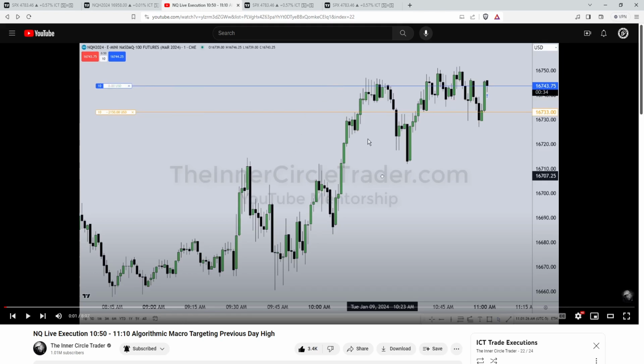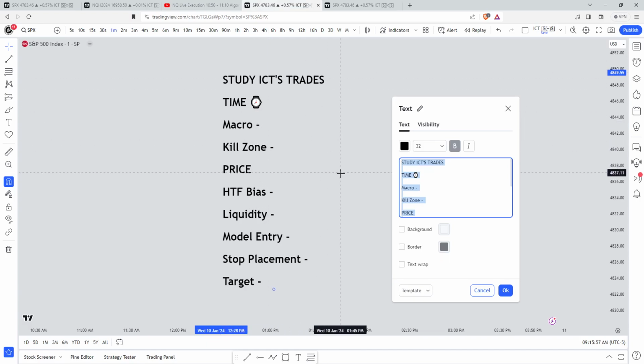So we don't even really have to look at it here. You can see that 11 a.m. is the macro that he is trading. So this is in the AM session. So the kill zone is the AM session. So you have the AM session, the PM session, and then the lunch session. AM session is from 8:30 to 11 a.m. PM session is from 1:30 to 4 p.m.